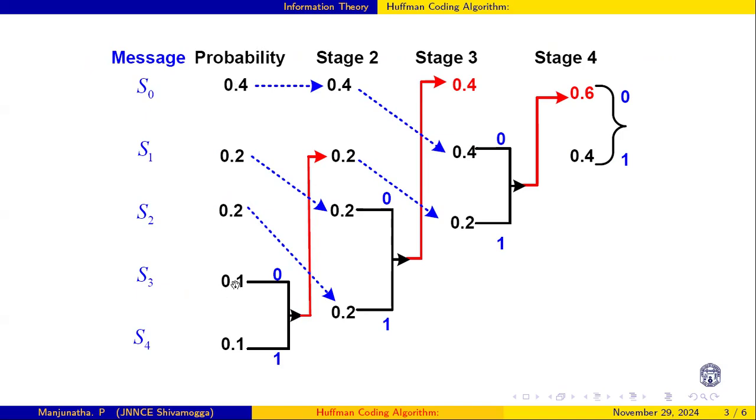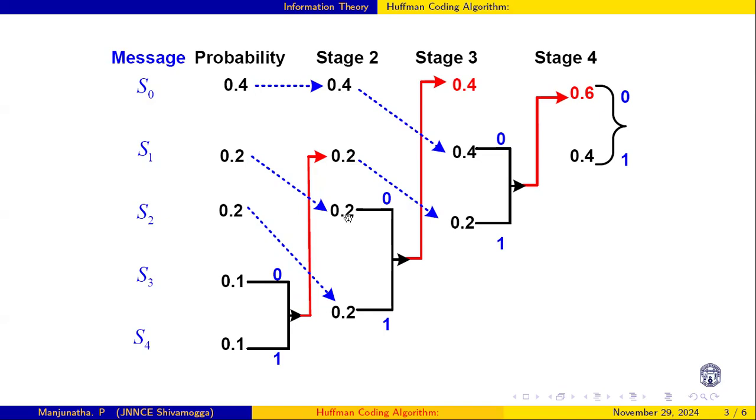From the bottom side, we have to group the two lowest probabilities. In this case, S3 and S4, with probabilities 0.1 and 0.1. These two are added and the probability is 0.2. So we have probabilities 0.4, 0.2, 0.2, and this new 0.2 has to be placed in a higher position. We already have 0.2, 0.2, so this should be kept above these two.